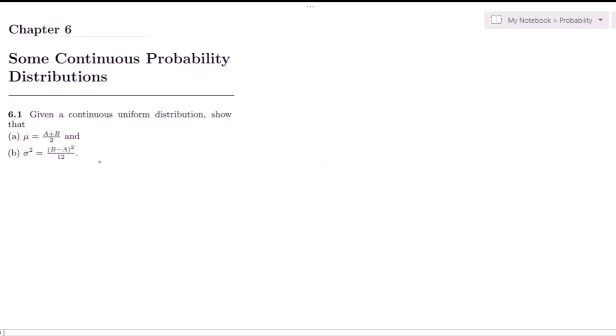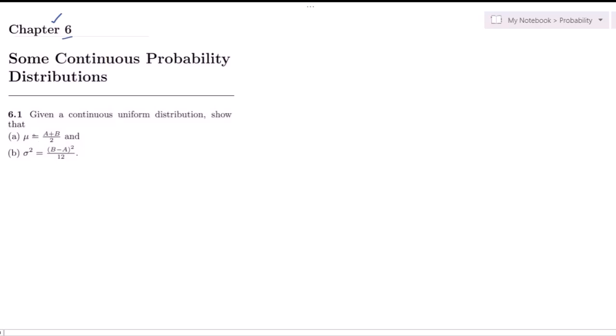Welcome back, guys. This is question 6.1 of chapter 6, because from today we are going to start another chapter, which is chapter 6 of our book, and it is related to the continuous probability distributions, in which we will try to understand and solve all the questions related to the continuous probability distributions, which include uniform probability distribution, normal probability distribution, exponential probability distribution, and many others.